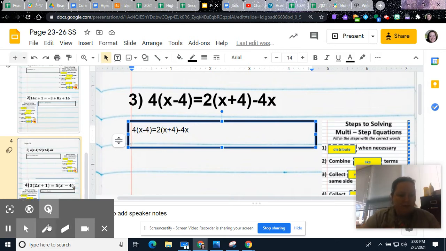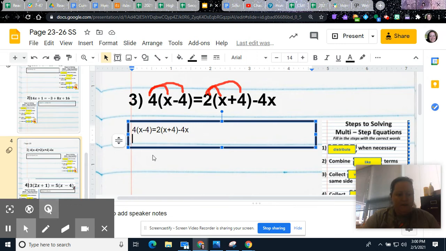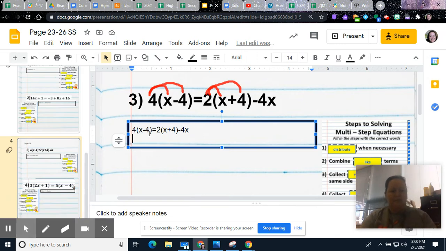So remember, to distribute, it's like we're taking 4 times the x and 4 times -4, 2 times the x and 2 times 4. So whatever's on the outside, you're distributing. It's like you're passing it out to everything on the inside. So 4 times x is 4x. And then 4 times 4 is 16. So that takes care of the left.